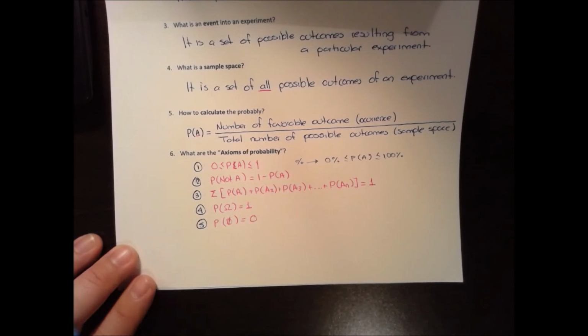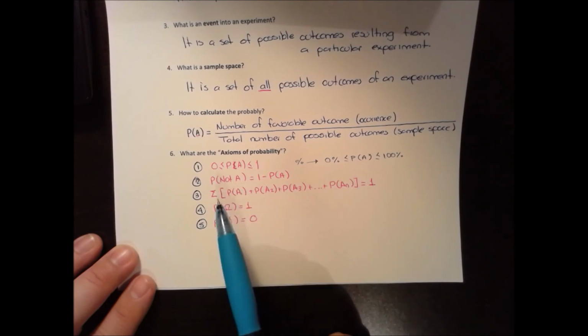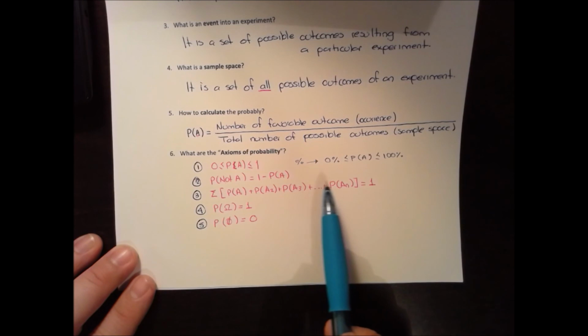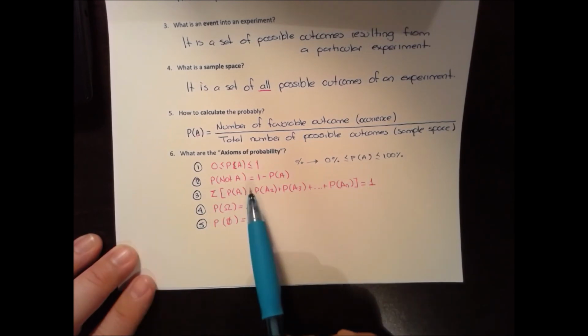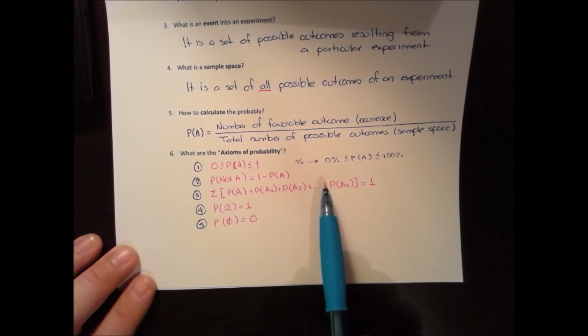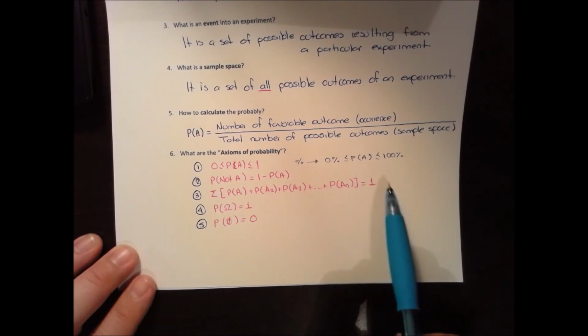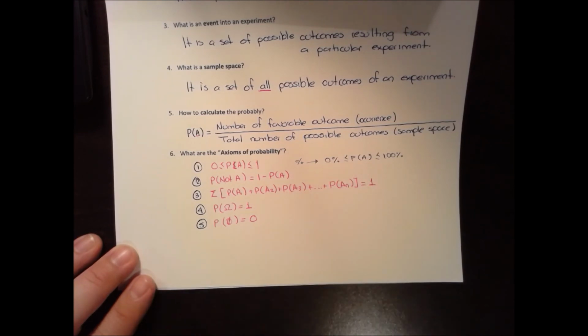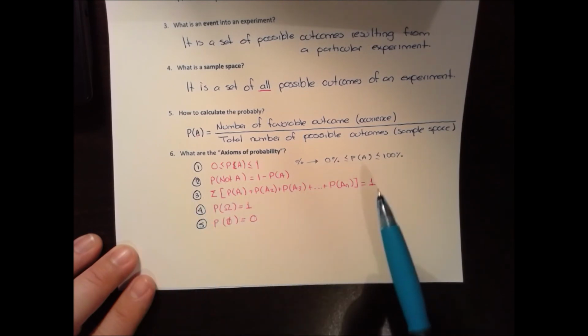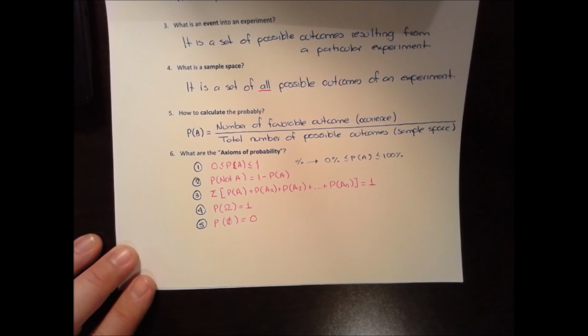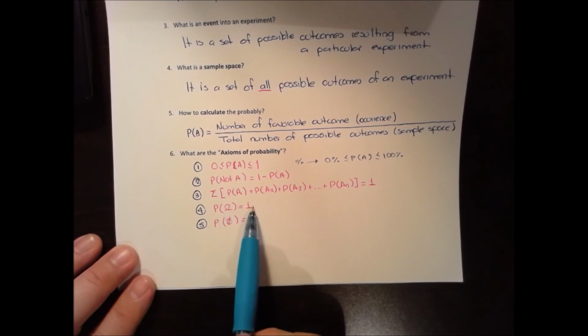Number 3 is very important, because it is going to help you understand the sample space better. If you add the probabilities of all the events and at the end you get 1, it means that you are right, because the addition of all the probabilities of the events will always give you 1. Number 4 says that the probability that something certain is going to happen is always 1.